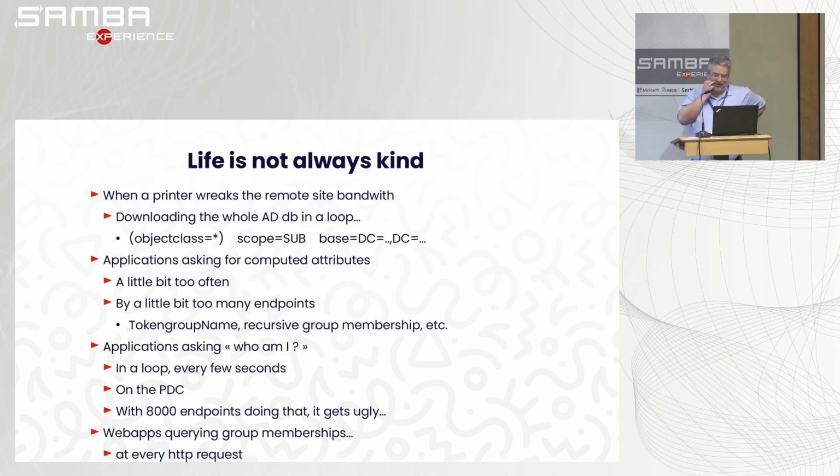That's the kind of thing that happens when you use an object class star with scope sub and with the base being the base of the Active Directory. Yeah, it's not a good idea. And you have some applications that are asking for computed attributes a little bit too often. And when you have many endpoints, it gets messy, like token group names or recursive group membership when you put an OID to have a recursive computation.